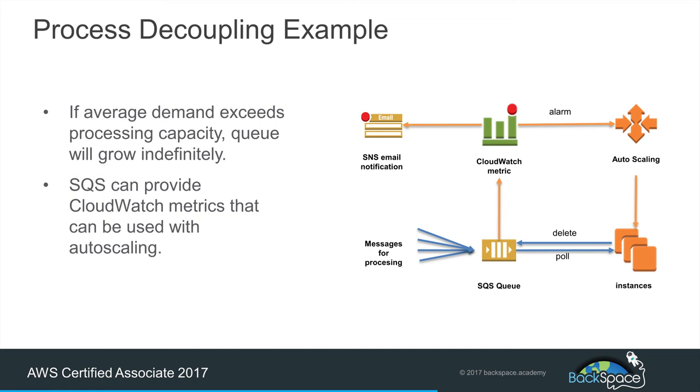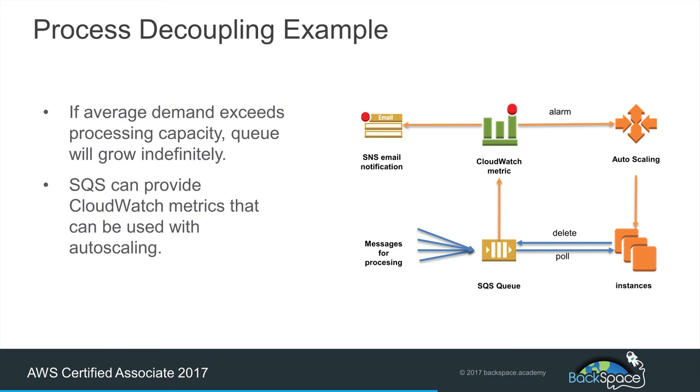So the way we would do that is to set up a CloudWatch metric based upon the length of the SQS queue. If we get to a point where the SQS queue builds up too much, then we can have an alarm that triggers an auto-scaling event to scale out and add instances to our auto-scaling group.